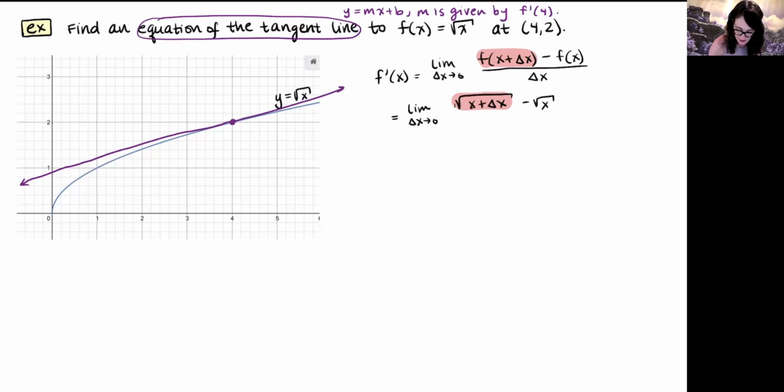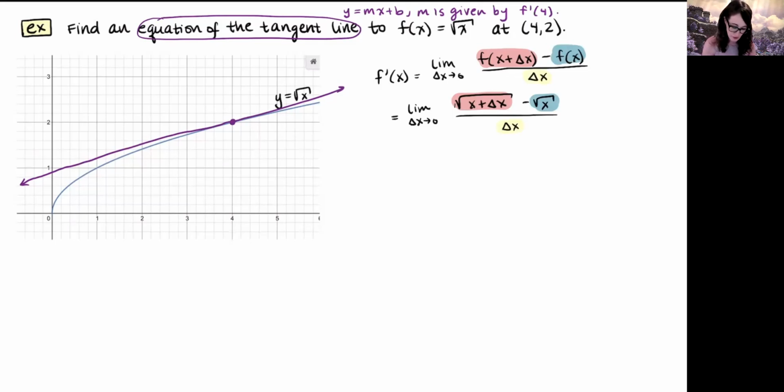Okay, again, f of x here, that's just the square root of x. And then in the bottom, that's just always going to stay delta x, right? So in the bottom here, we just have delta x that will stay as delta x. So I hope these colors help, just to help you see where everything's going.